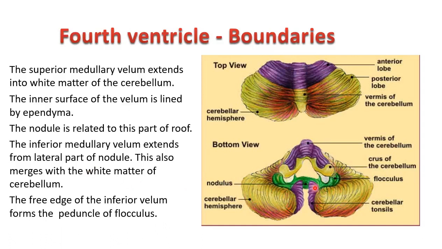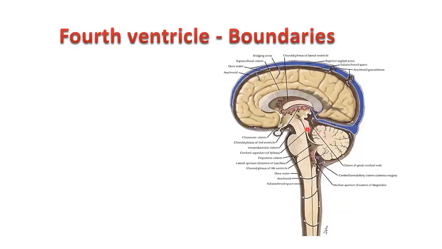Now some books state that the whole inferior part of the roof is formed by the inferior medullary velum, but that is not the case. Only a small area near the nodule is actually formed by the inferior medullary velum. So mainly the roof is formed by what we have seen, the membranous superior medullary velum, and the inferior medullary velum and the lower part of the roof. So the lower part of the roof is actually a non-nervous structure.